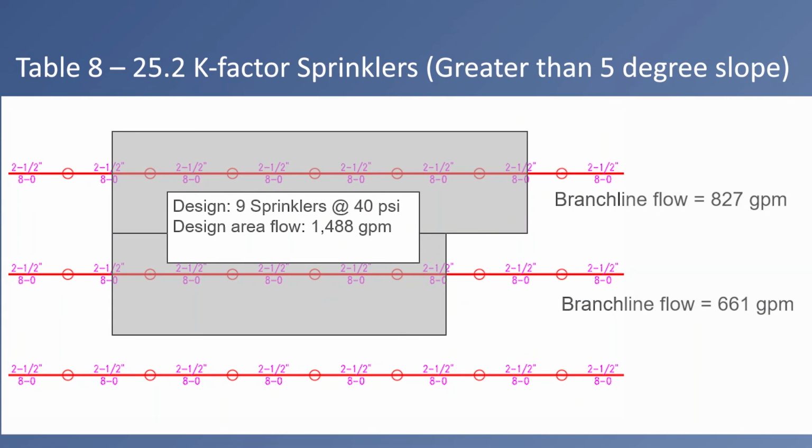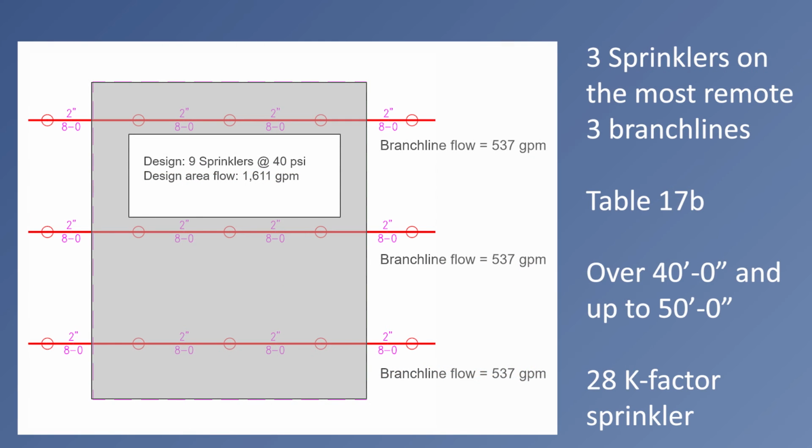So when we look at the 1.4 shape factor, we're still looking at a similar overall flow, 1488 GPM, but now our most remote branch line has 827 gallons per minute coming out of it. Comparing them to the K28 in the next figure, our design still stays the same as we saw back in 17B, because that's the criteria we're using, where we only have 537 gallons per minute per branch line, and our 1611 overall flow.